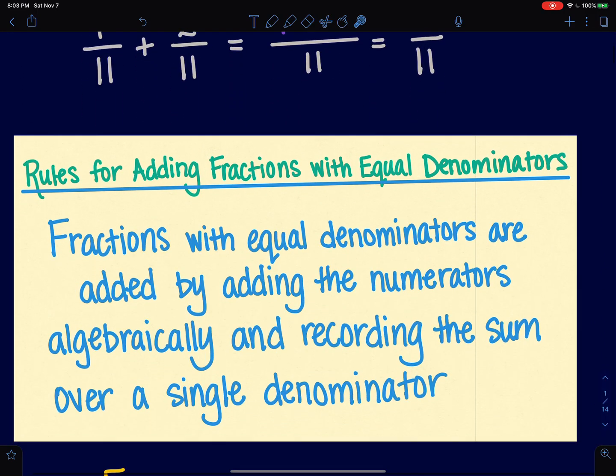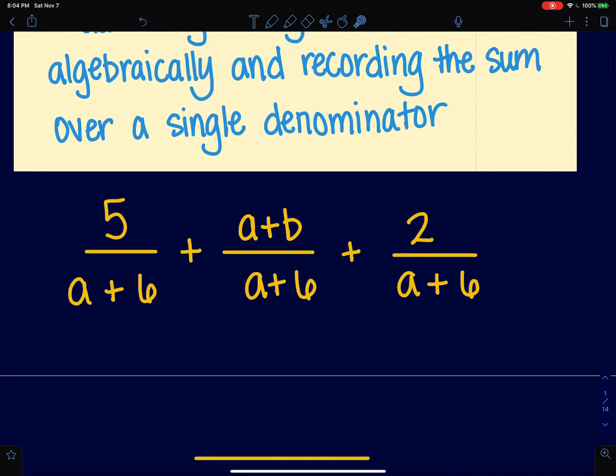So again, remember the rules for adding fractions when you have equal denominators. Fractions with equal denominators are added by adding the numerators algebraically and recording the sum over a single denominator. Just remember the denominator stays the same, right?